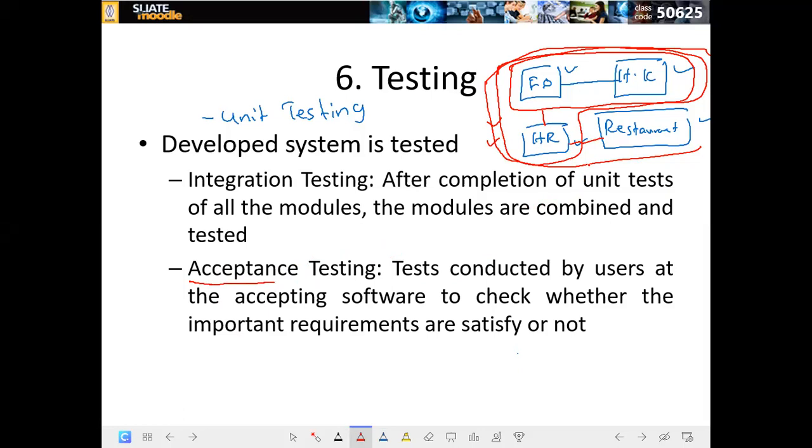The users, actual users of this system. That means if you have created this one for a hotel, the hotel's users, right? Receptionist, front office executive, HR manager, HR people, restaurant people, right? They are going to work with this system and check whether all the requirements of them are fulfilled by this system or not.